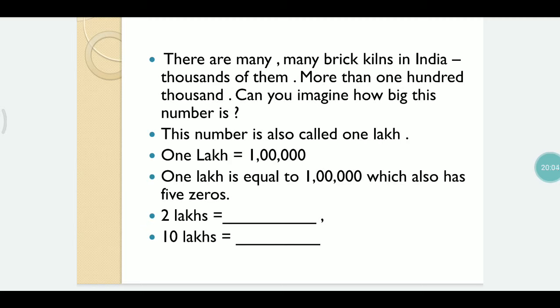10 lakhs, 10, next 5 zeros. You have to write this. 2 lakhs, 2, next to it 5 zeros. 10 lakhs, you have to write down first 10, then write next 5 zeros.